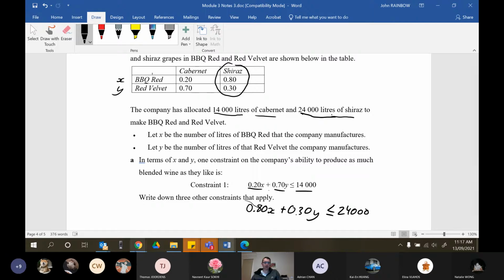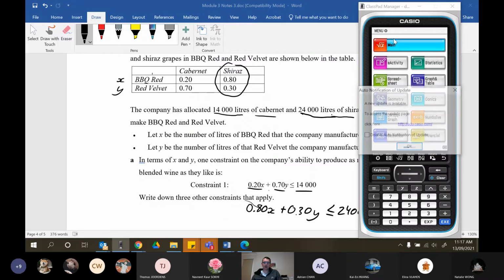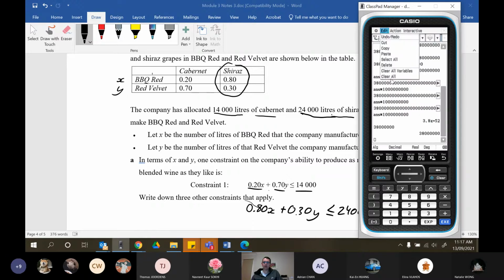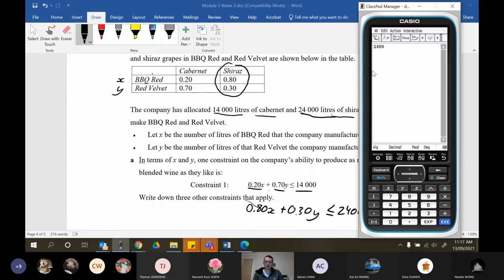So if you actually tried to solve this on your calculator, you divided it across. If I go 24,000 divided by 0.8, if I only made barbecue red, the amount of bottles I could get would be 30,000 bottles, because if you times that by 0.8, that's how many litres is in each one. 800 mils. That gives you 24,000 litres. So that's why your constraint is like that.